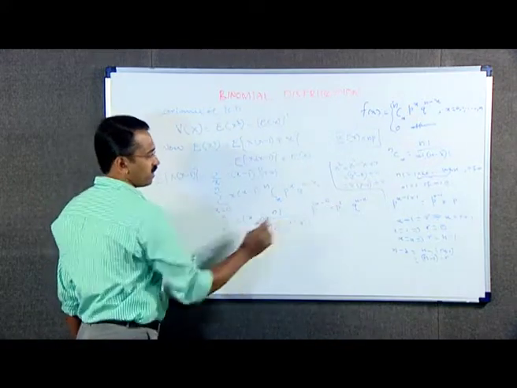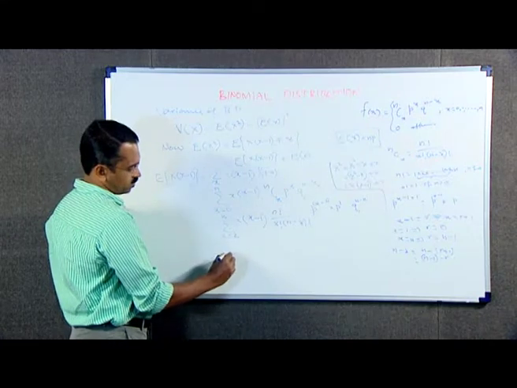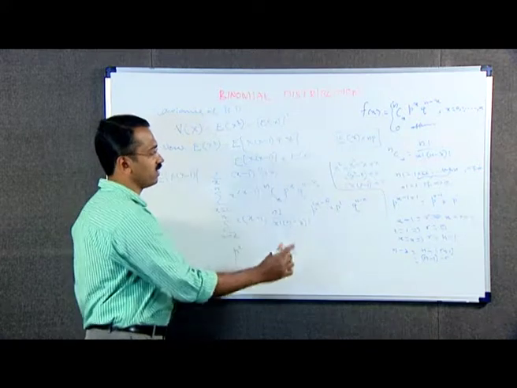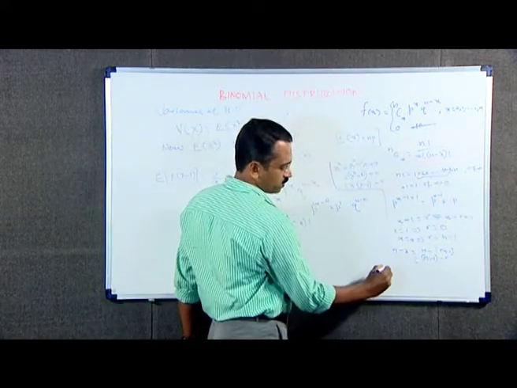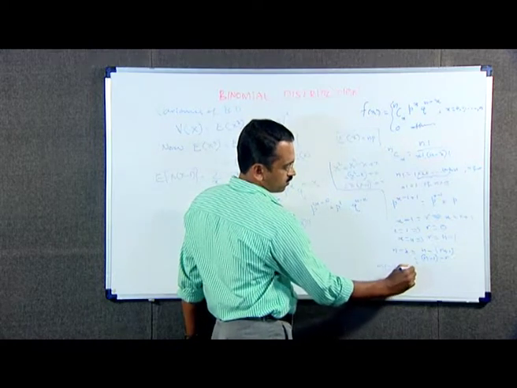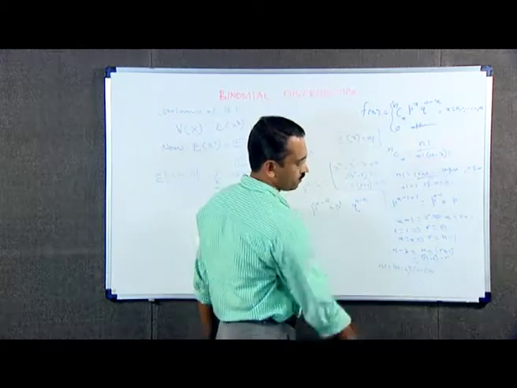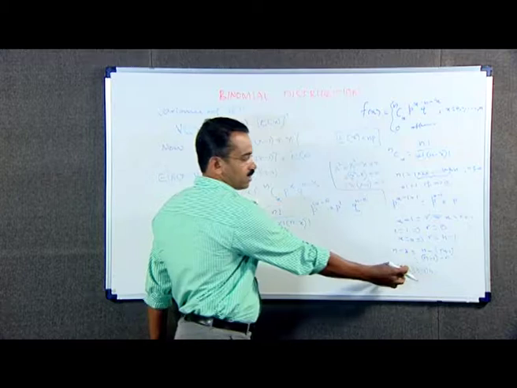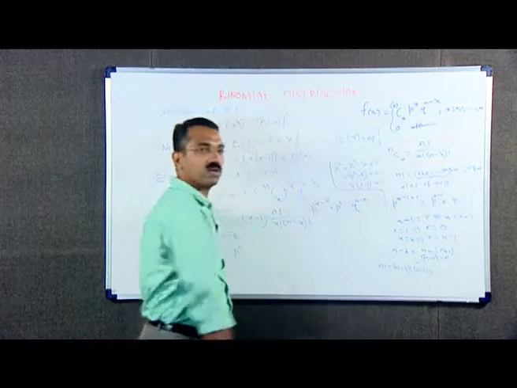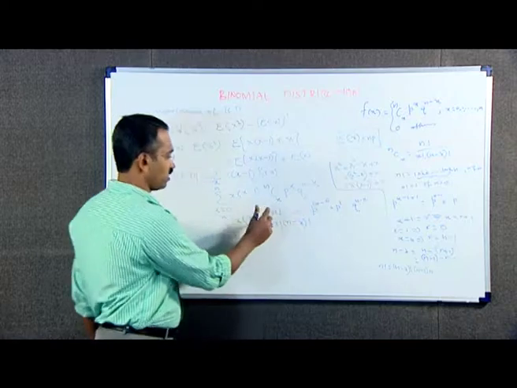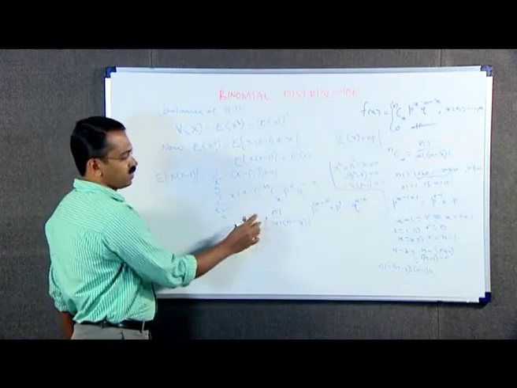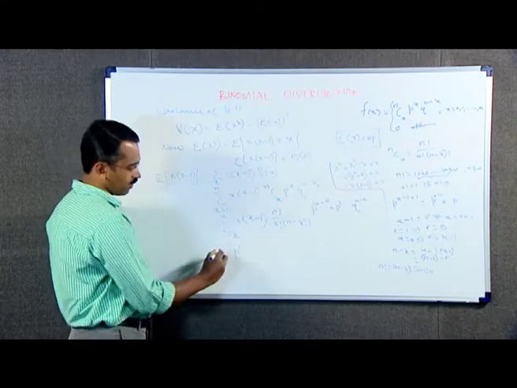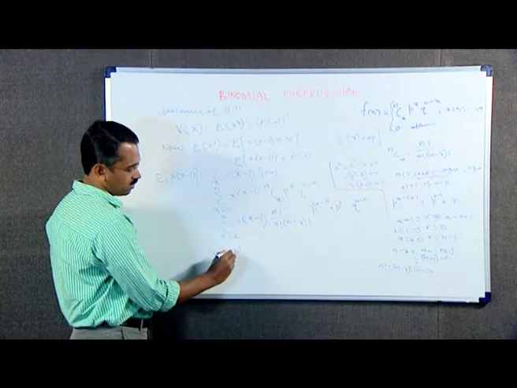This p square can be taken outside, p square into. Here n factorial can be taken as n minus 2 factorial into n minus 1 into n. Therefore, this n minus 1 into n can be taken outside, and n minus 2 factorial is put outside of the summation. Therefore, we get n into n minus 1 p square.